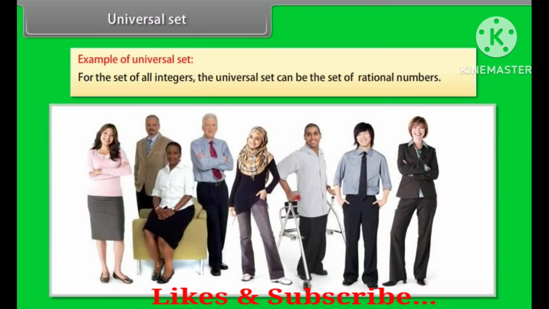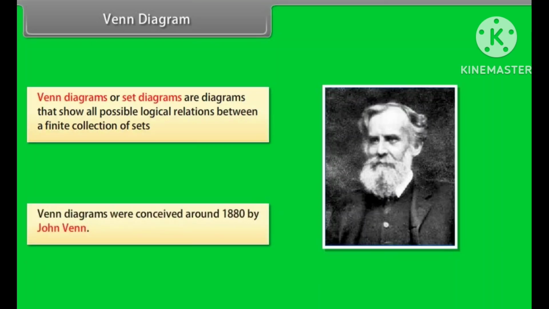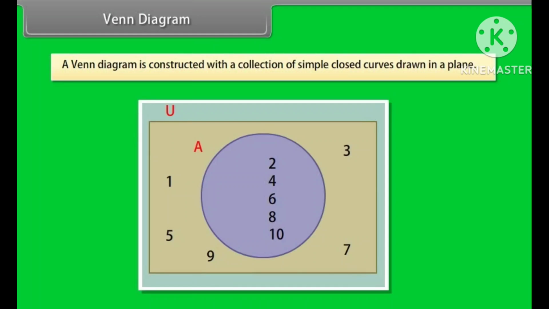For the set of all integers, the universal set can be the set of rational numbers. Venn diagrams or set diagrams are diagrams that show all possible logical relations between a finite collection of sets. Venn diagrams were conceived around 1880 by John Venn. A Venn diagram is constructed with a collection of simple closed curves drawn in a plane.